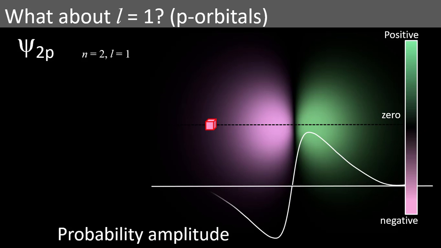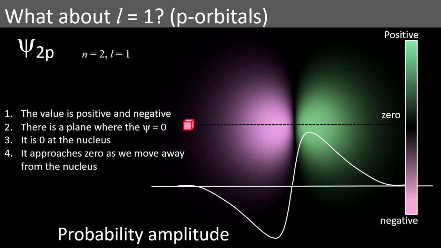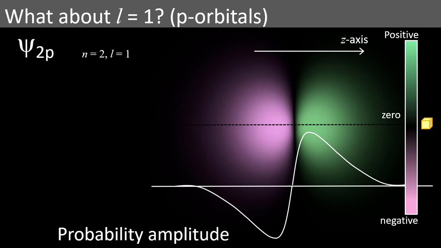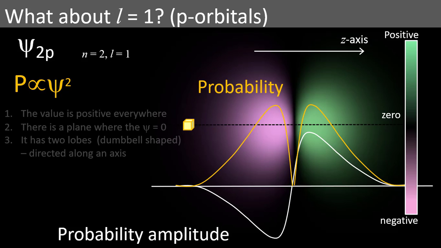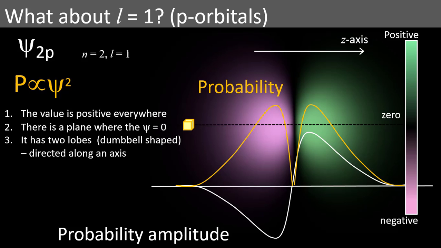We can do the same thing with the probability. The nodal plane passes right through the nucleus. Unlike s orbitals, there is zero chance of finding the electron in a p orbital at the nucleus.